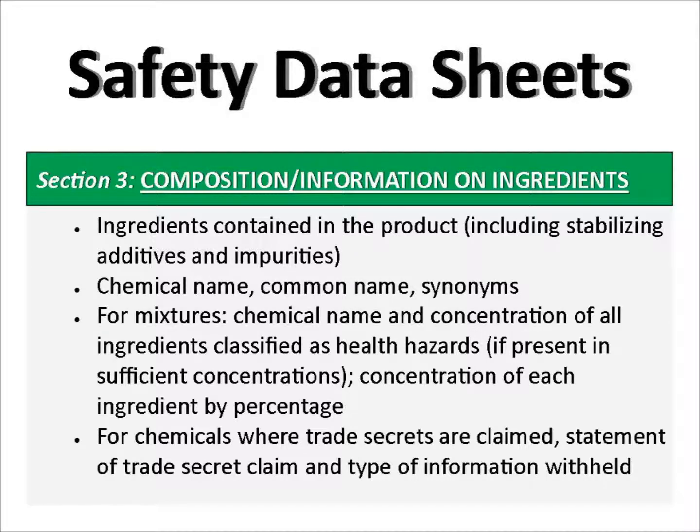Section 3, Composition and Information on Ingredients. You'll find the ingredients contained in the product, the chemical name, common name, and synonyms. For mixtures, you'll find the chemical name and concentration of ingredients. For chemicals where trade secrets are claimed, there'll be a statement of trade secret claim and the type of information being withheld. Now remember, in cases of a trade secret, this information must be divulged in cases of an emergency.